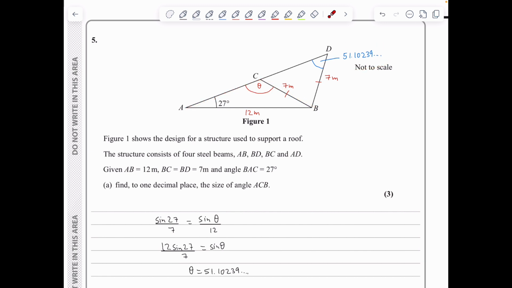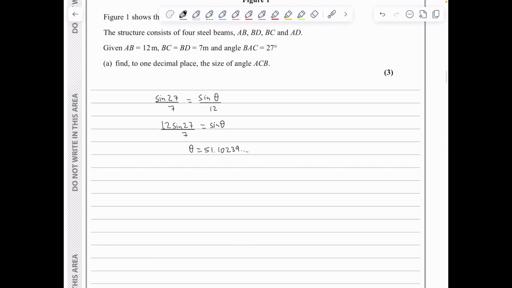This is known as the ambiguous case of the sine rule, and therefore we proceed in saying that ACB is 180 minus the 51.10239... which gives me 128.8976, which correct to 1 decimal place is 128.9 degrees.